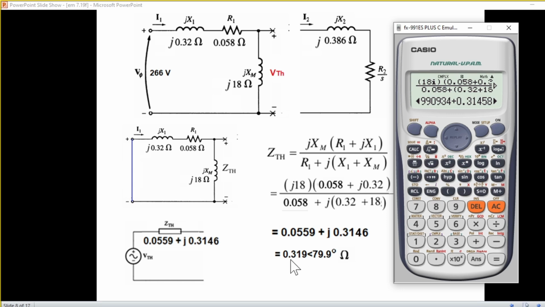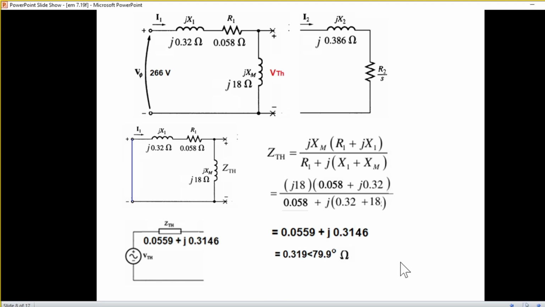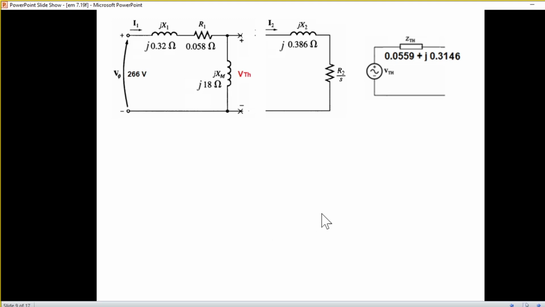If you want to find it in complex mode or the polar form, simply you press Shift and 2 for complex, and then 3 for R theta. So you can find this value 0.319 and angle 79.9. But we don't need it here. So we have found the R Thevenin.